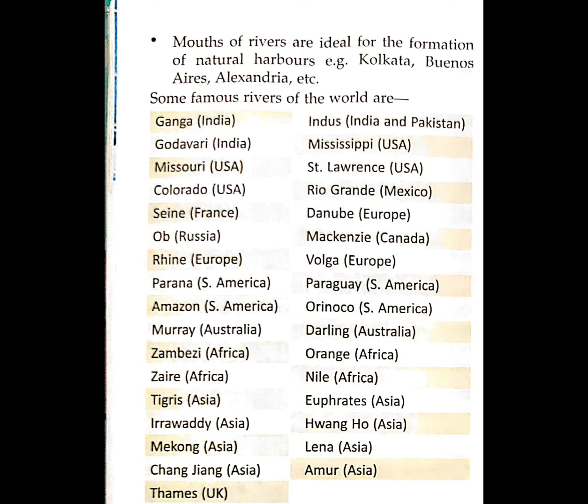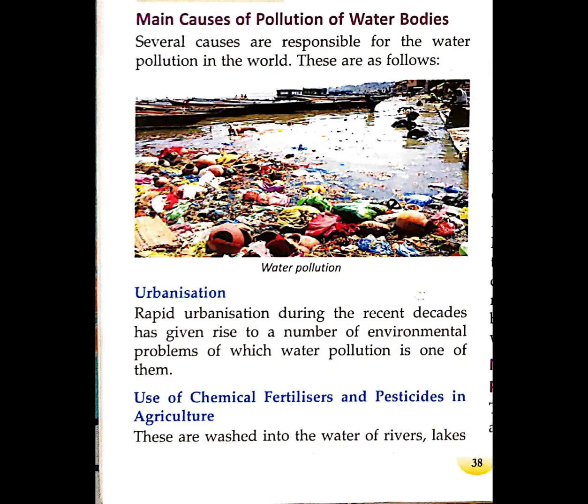Indus in India and Pakistan, Mississippi in USA, St. Lawrence in USA, Rio Grande in Mexico, Danube in Europe, Mackenzie in Canada, Volga in Europe, Paraguay in South America, Orinoco in South America, Darling in Australia, Orange in Africa, Nile in Africa, Euphrates in Asia, Huangho in Asia, Lena in Asia, and Amur also in Asia. The main causes of pollution of water bodies.